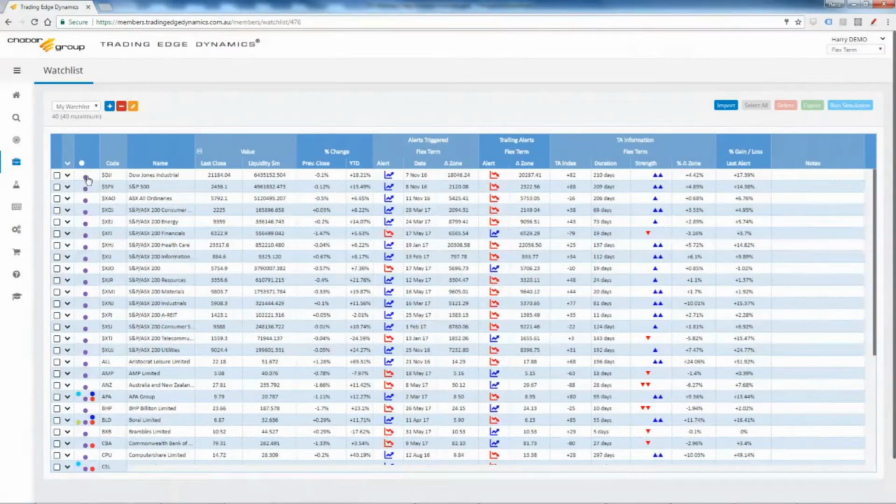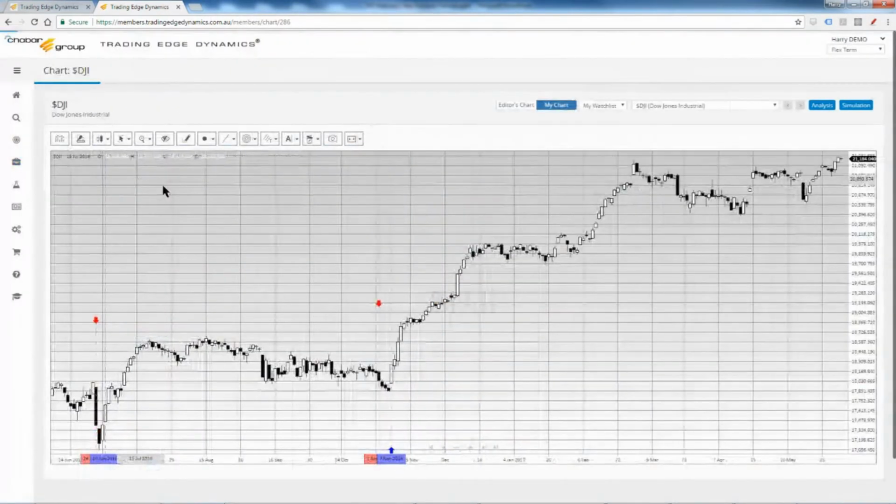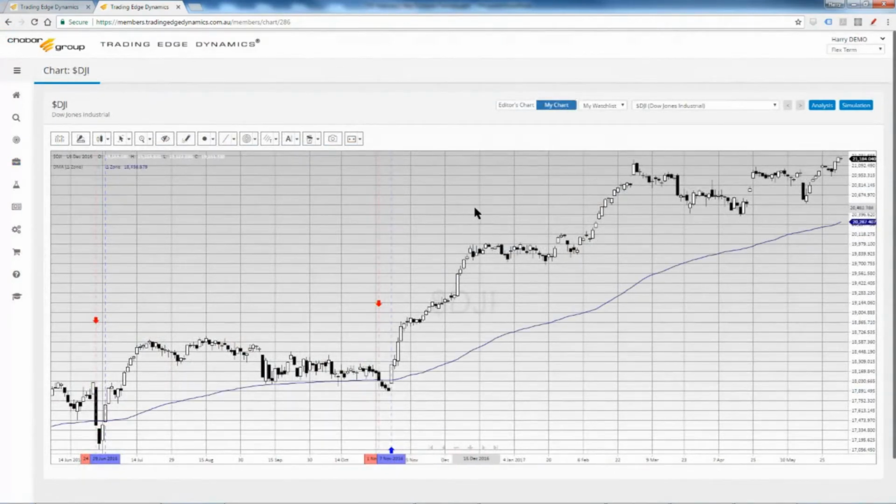So I just want to show you what the graphs look like. We view a chart by right-clicking on the particular code that we want to look at. Let's see how technology works for us today. Okay, we're here, and we're still loading. Here we go, and we are looking at the Dow Jones Industrial, and we're looking at a basic graph that a new user will see when they come in.